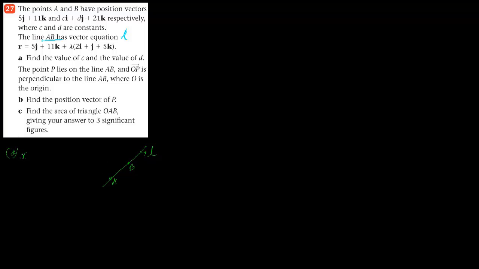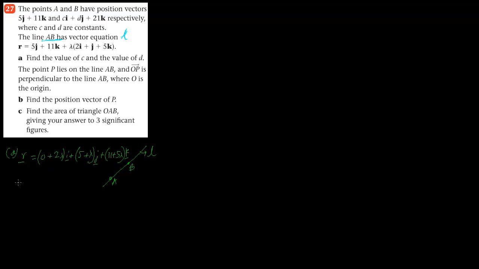Okay, so let's write this in the ijk format. So 5j, so i is 0, so this is going to be 0 plus 2 lambda i, plus 5 plus lambda j, plus 11 plus 5 lambda k. So this is the universal position vector format for L1 or line L.